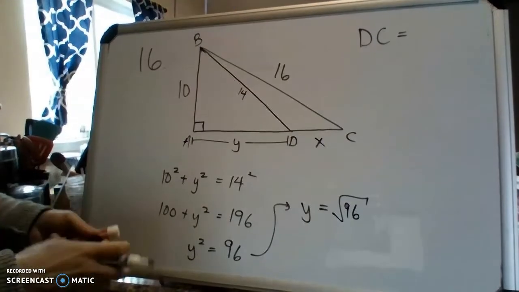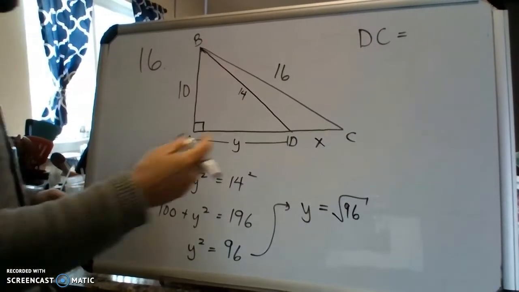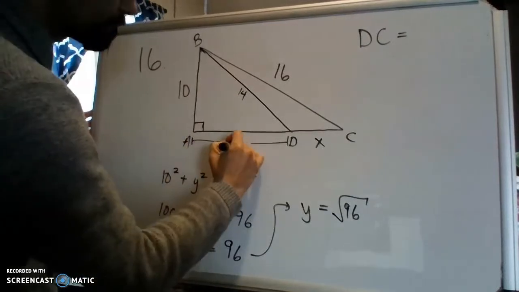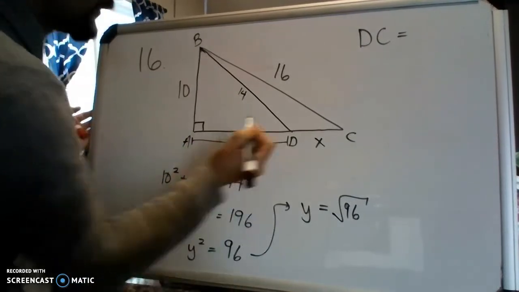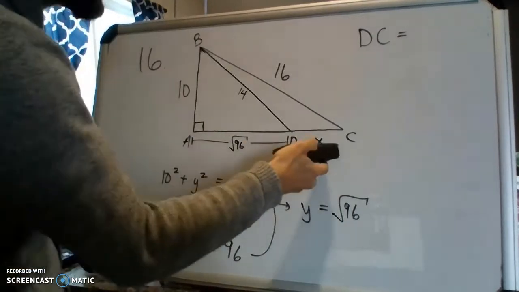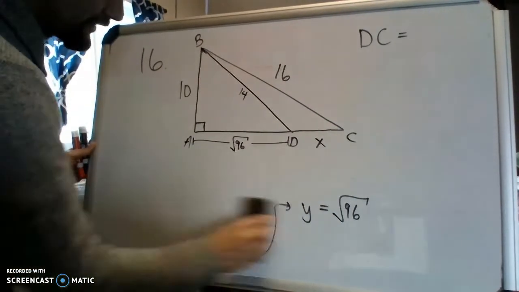And we don't actually have to know what that value is. We can just use the square root of 96 and put that in here. So now we know that that distance is the square root of 96. How are we going to solve out the value of x?